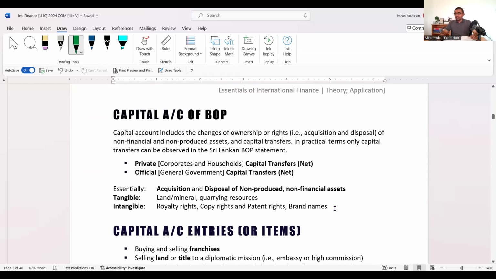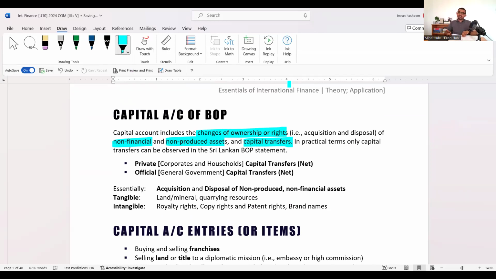So the capital account includes mainly changes that take place in the ownership and rights of, or we use words like acquisition and disposal. When we sell, disposal. When we buy, acquisition of non-financial, non-produced assets. In addition to that, we have an item called capital transfers. We have an item called capital transfers.